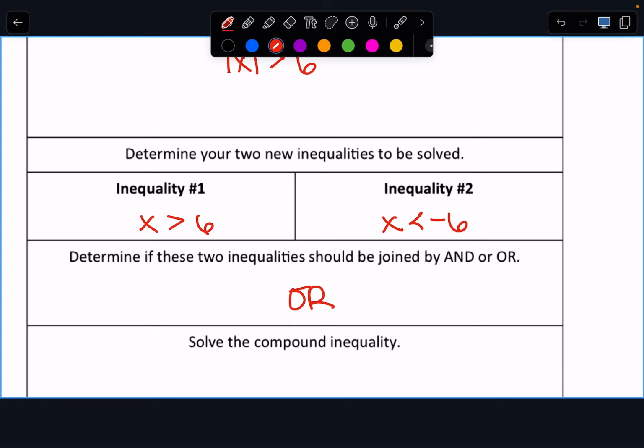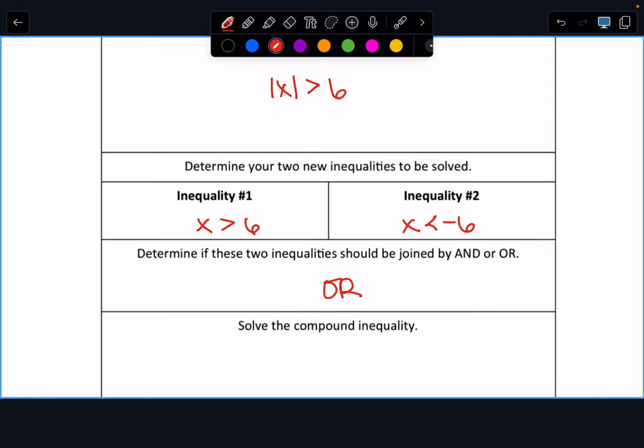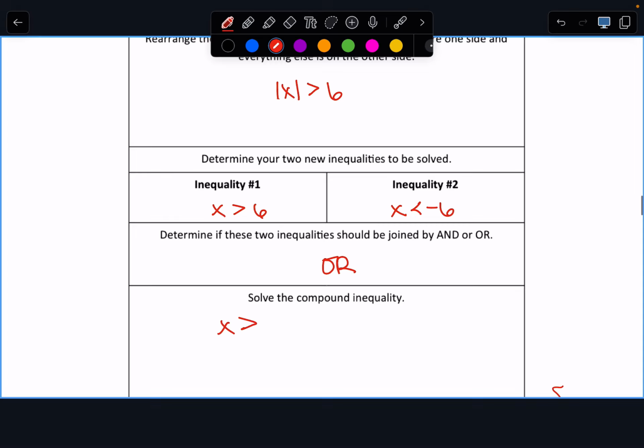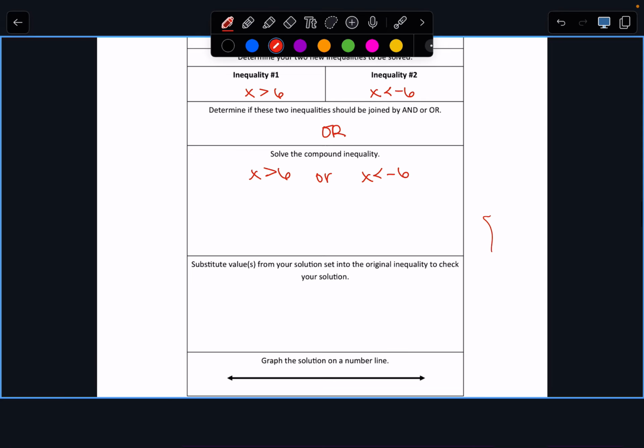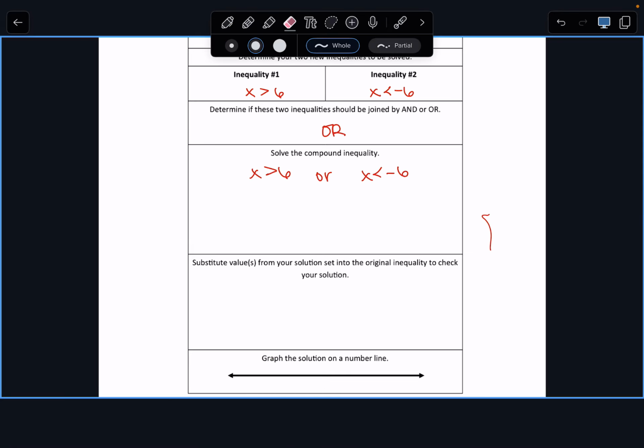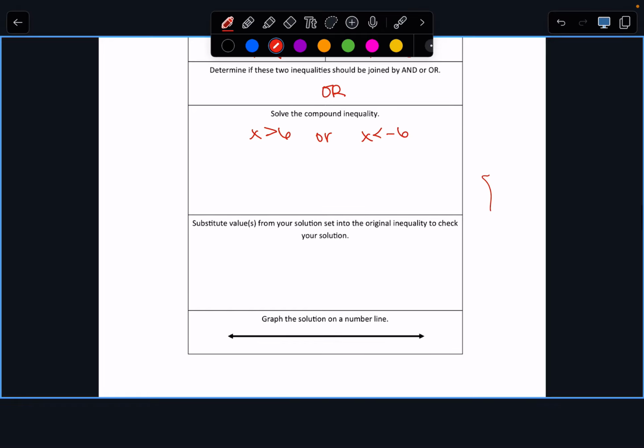Now, since we only had x inside the absolute value, there's nothing else we need to solve, okay? So that's our answer. And we can graph. X is greater than 6 or less than -6. Cool.